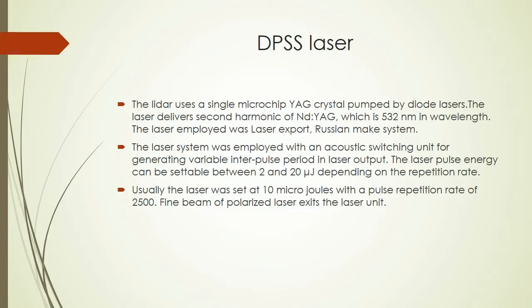The laser employed was a Laser Export, Russian-make system. The laser system was employed with an acoustic switching unit for generating variable interpulse period and laser output. The laser pulse energy can be settable between 2 and 20 μJ depending on the repetition rate. Usually the laser was set at 10 microjoules with a pulse repetition rate of 2500. A fine beam of polarized laser exits the laser unit.